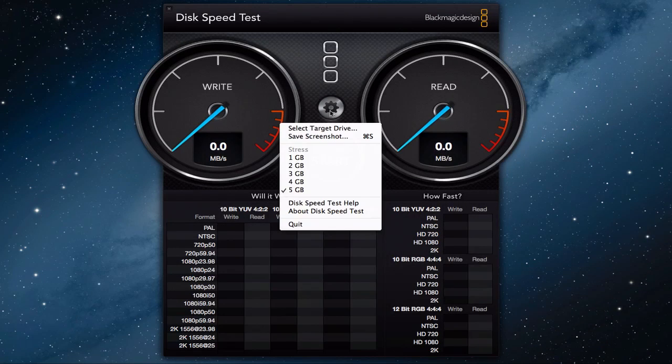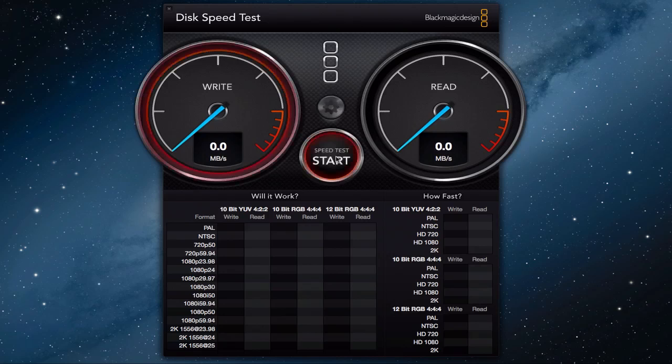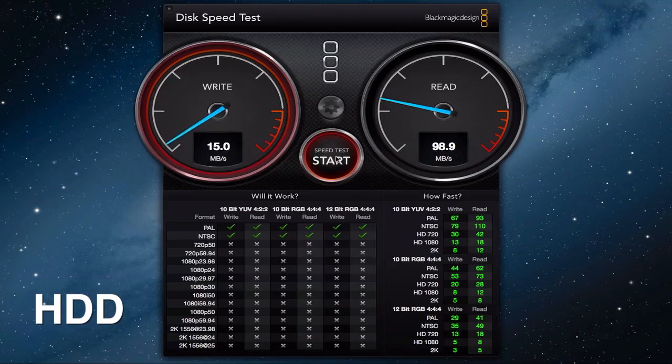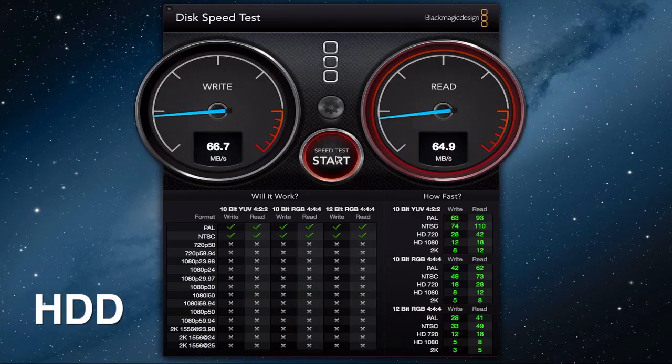So in this video I'm going to go over the speed differences between a standard hard disk drive that came with my MacBook Pro versus an SSD, a Samsung SSD I purchased for the MacBook Pro. As you can see here, we're running the Blackmagic disk speed test, and on the write speeds we're getting about 71 megabytes a second, which is terrible, and on the read speeds we're getting around 98.99. We'll leave the test to run a couple of times so we can get an average figure for both the read and the write.